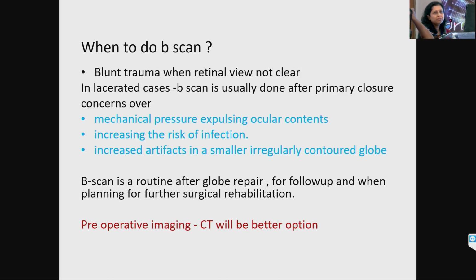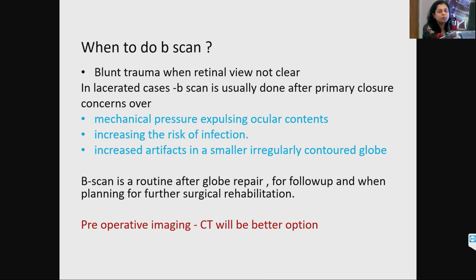So when to do a B scan? In all blunt trauma, when your posterior segment view is poor, we can ask for a B scan. But in lacerated cases, the B scan is usually deferred till the primary repair. This is over the concern of mechanical compression, which can expulse the contents, increased risk of infection, and a lot of artifacts can happen with the ill-contoured eye globe. So B scan is usually done after primary repair.